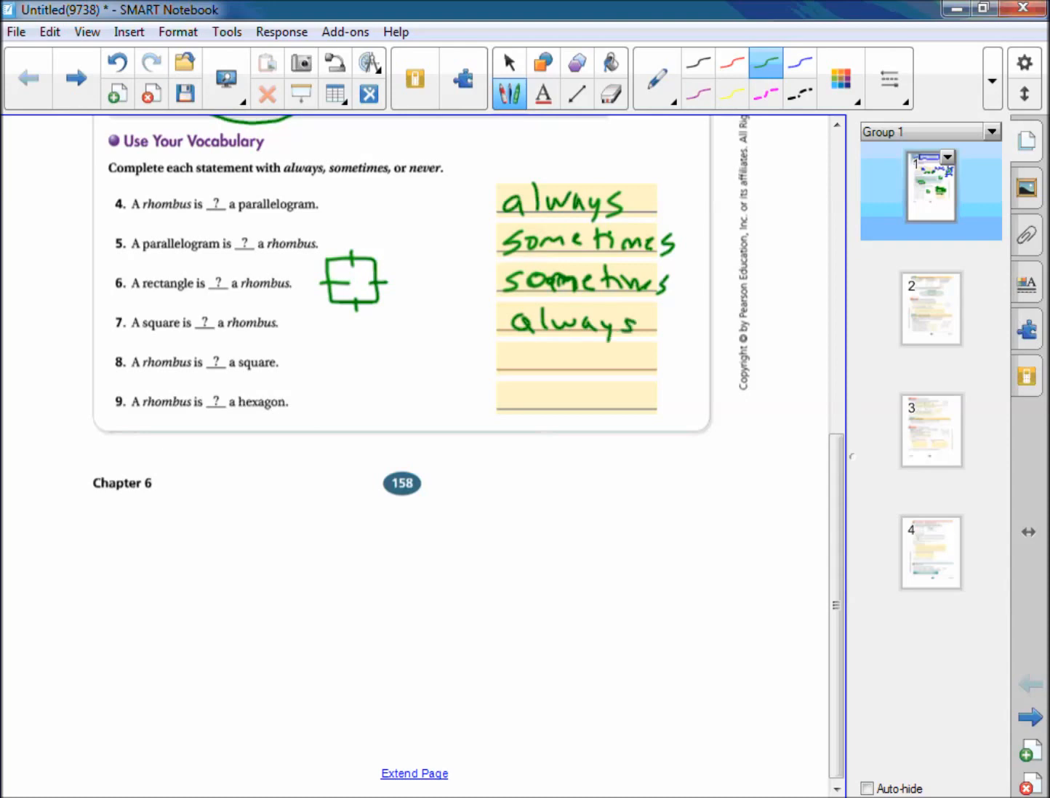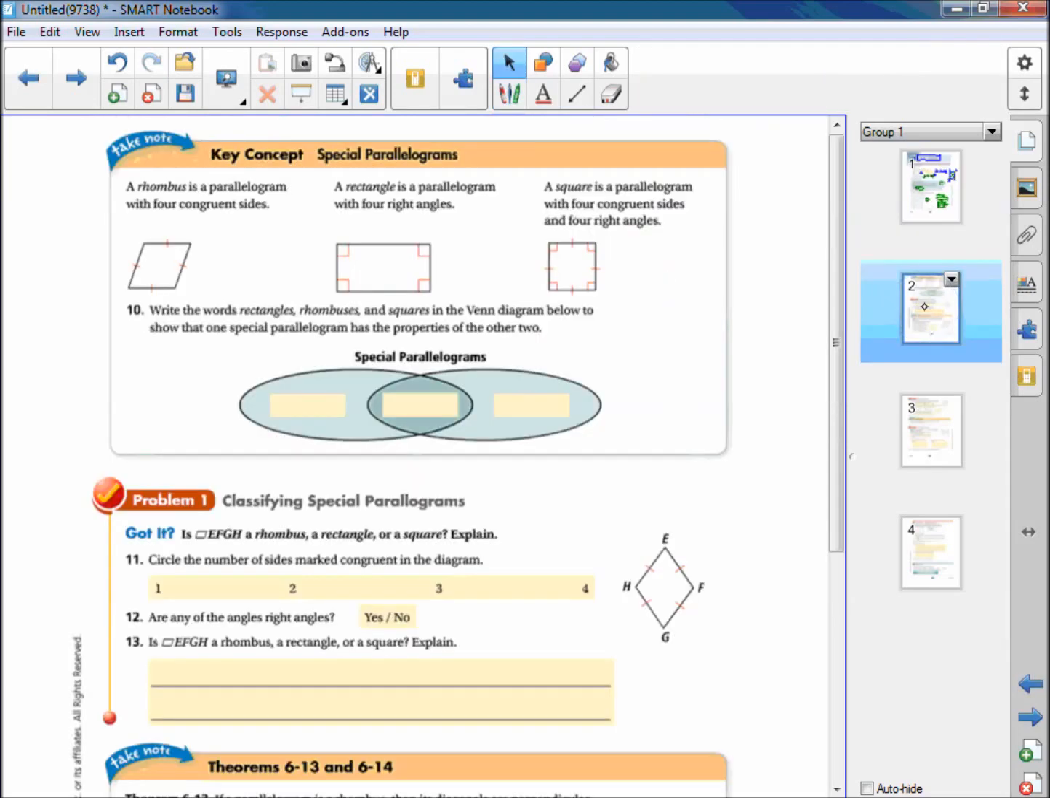A rhombus is a square. Once again, this is sometimes. If it happens to have right angles, it is. If it doesn't, it's not. So a rhombus is a hexagon. This is our one chance to write never. A rhombus is a quadrilateral because it's a four-sided figure, because a rhombus is a parallelogram, which is also a quadrilateral. All right, let's flip it over and see what's on page 2.